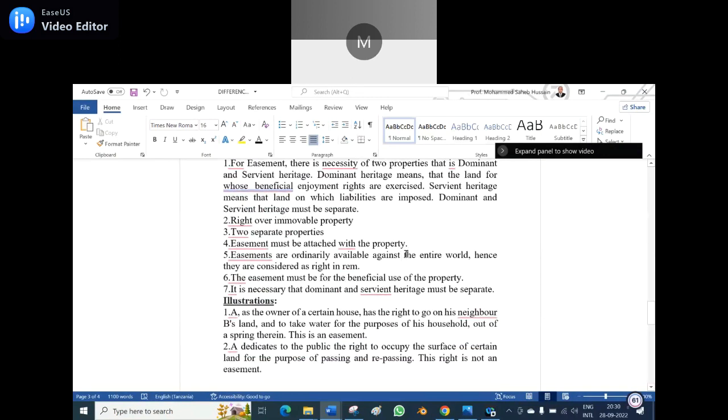Number two, right over the immovable property. Yes, for the immovable property only this dominant heritage and servient heritage will come. The two parties should exist over there. Number three, two separate properties.